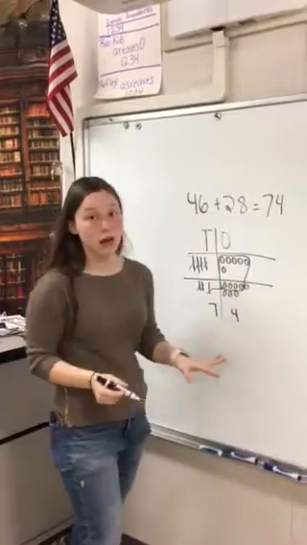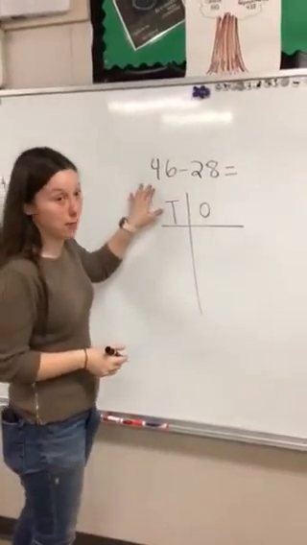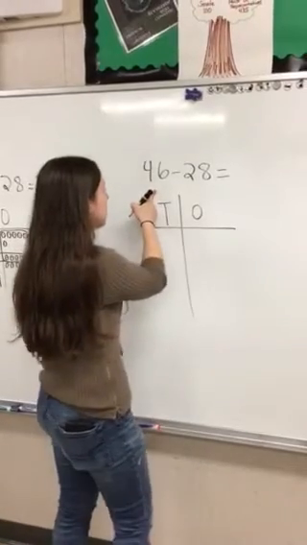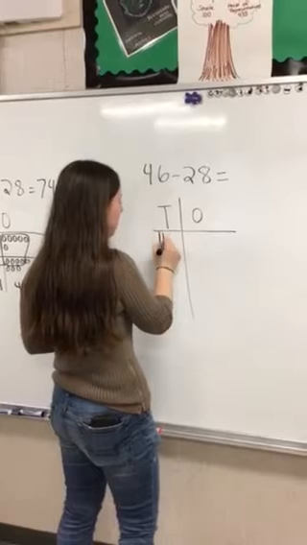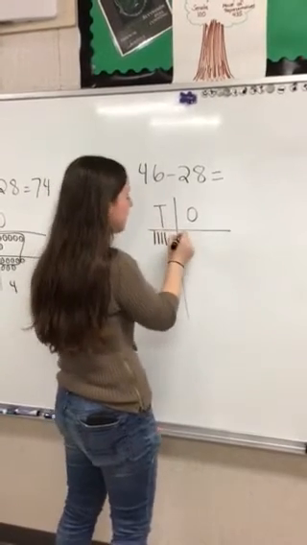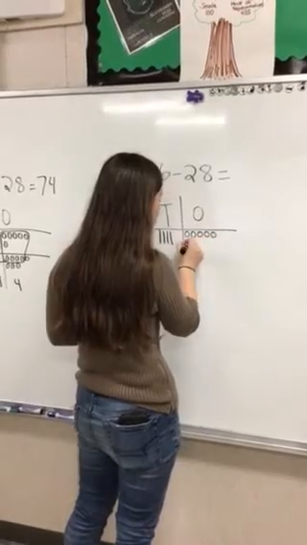So now let's look at subtraction. Subtraction is a little bit different. In subtraction, we only draw the bigger number. So 46 is the biggest number. That's the only one I'm going to draw. So I'm going to draw 4 10s, 1, 2, 3, 4, and 6 1s. 1, 2, 3, 4, 5, 6.